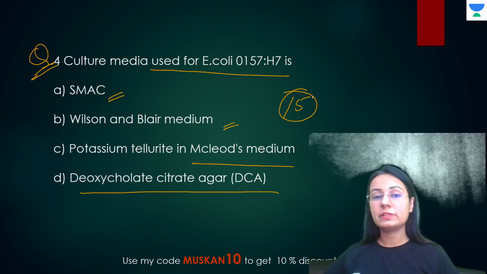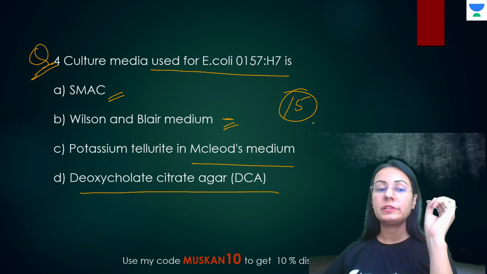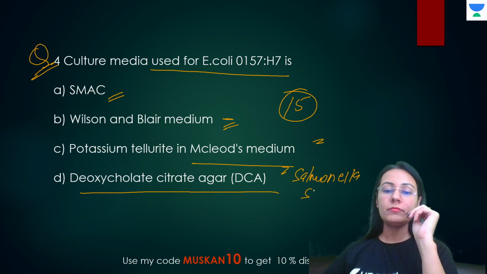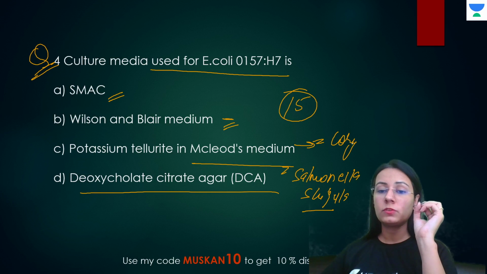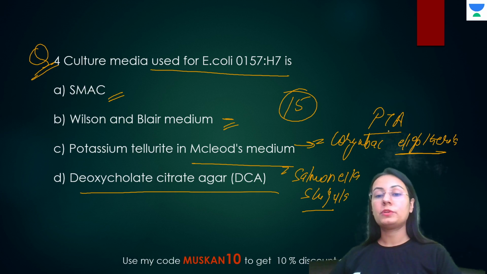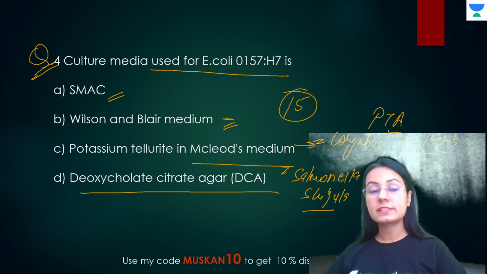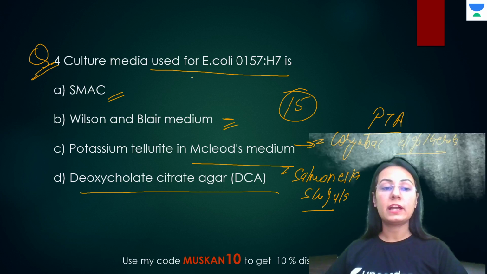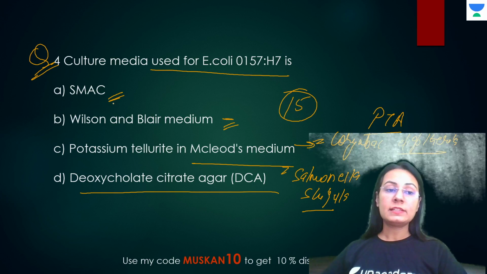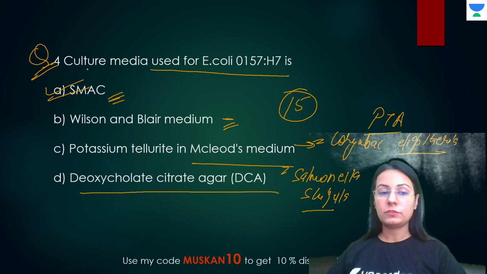Okay, so what is the culture medium that is used? Wilson and Blair media, PTA and DCA. DCA is used for what? Salmonella and Shigella. All right, PTA, potassium tellurite medium, is for Corynebacterium. That is the PTA media, potassium tellurite media, and the Wilson Blair media. Wilson Blair media we use for Shigella, and the SMAC media is used for E. coli.